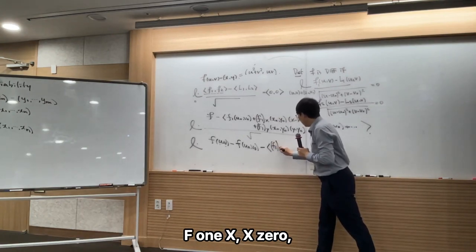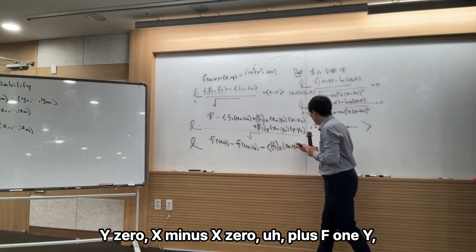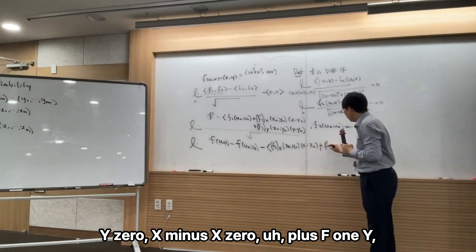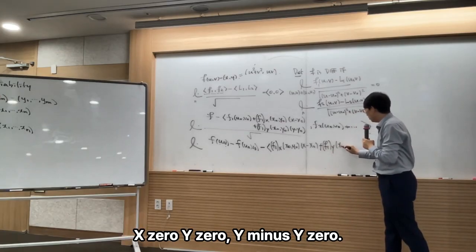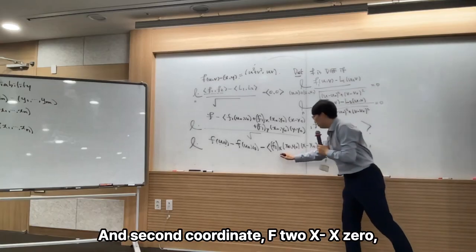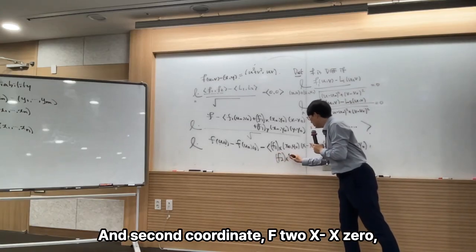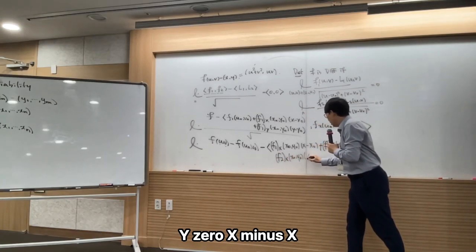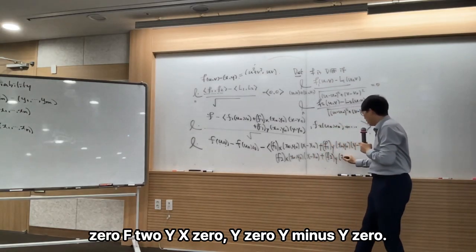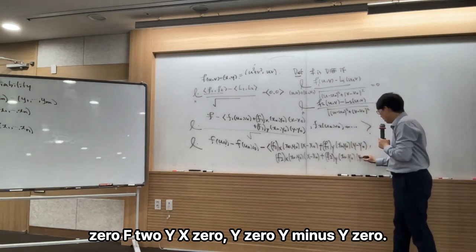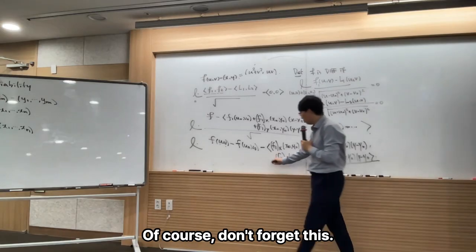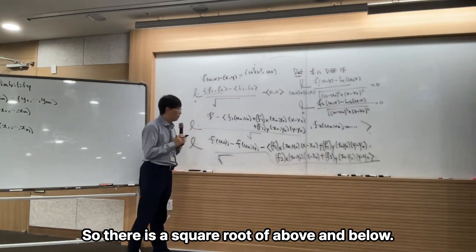f1(x, x0, y0)(x minus x0) plus f1(y, x0, y0)(y minus y0). That's the first coordinate. And the second coordinate, f2(x, x0, y0)(x minus x0) plus f2(y, x0, y0)(y minus y0). So this is the numerator. Of course, don't forget this. So there is a square root up above, below.